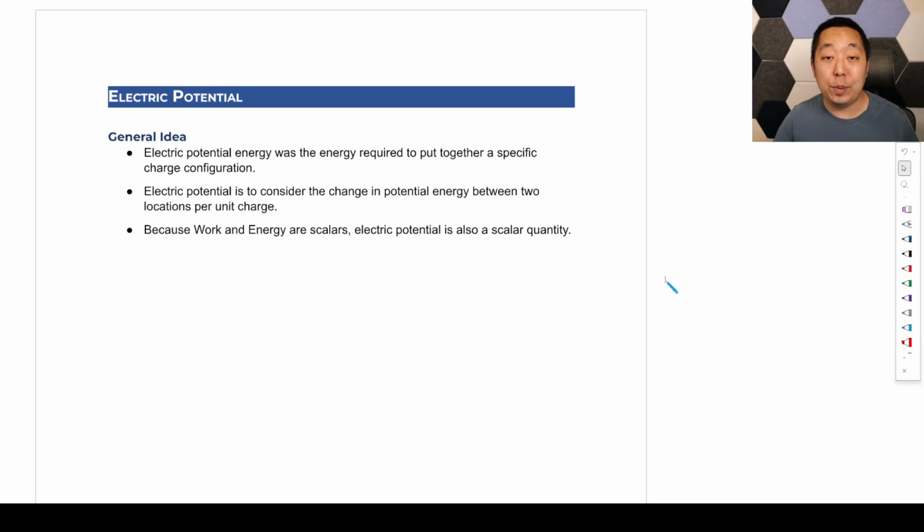All right, so electric potential is a new concept that has no analogous thing in gravitation or mechanics that we did before. Recall from the previous lesson that the electric potential energy was the energy required to put together a specific charge configuration, right? If I had three charges, I've got to put it together, and the potential energy is how much work it took to assemble those charges.